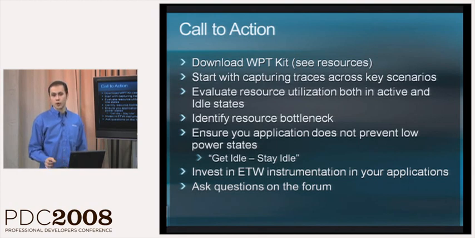Start by capturing a trace for your core scenarios, and evaluate where your resource bottlenecks are, where it is that you're using too much CPU, too much disk. Look at both the active and the idle state. Look at both how you are executing on the scenarios in your application, as well as what you are doing when the user is not touching the system at all. Make sure you don't use disk, you don't use CPU unless you absolutely have to. And like we said, ensure that your application doesn't prevent the system from going to low states by just getting idle and staying idle.